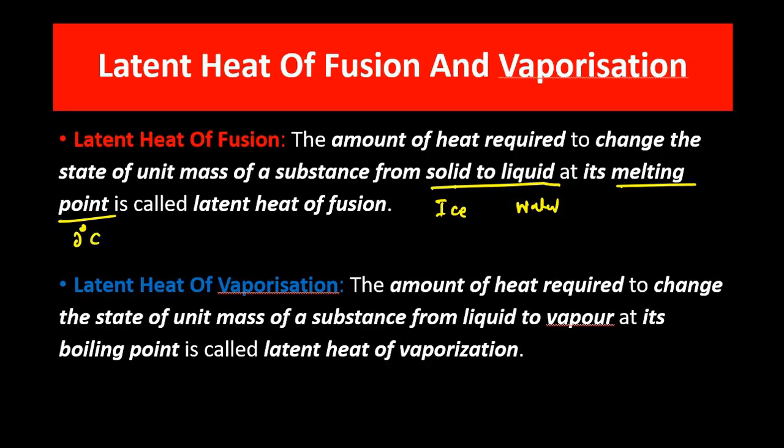Similarly, the amount of heat required to change the state of a unit mass of substance from liquid to vapor, that is water to water vapor, at its boiling point, that is 100 degrees Celsius, is called the latent heat of vaporization. This is called the latent heat of fusion.